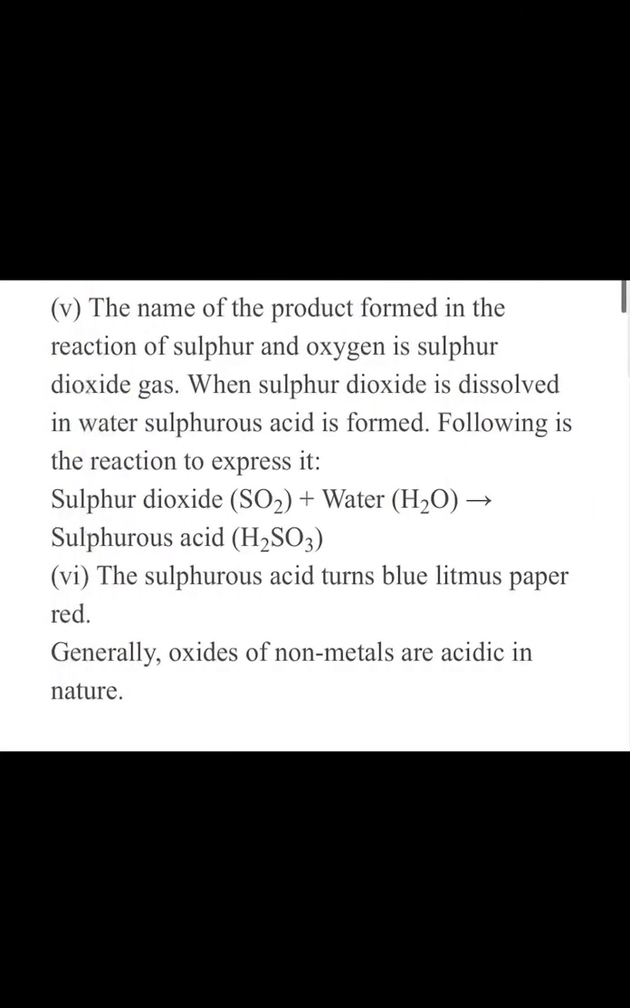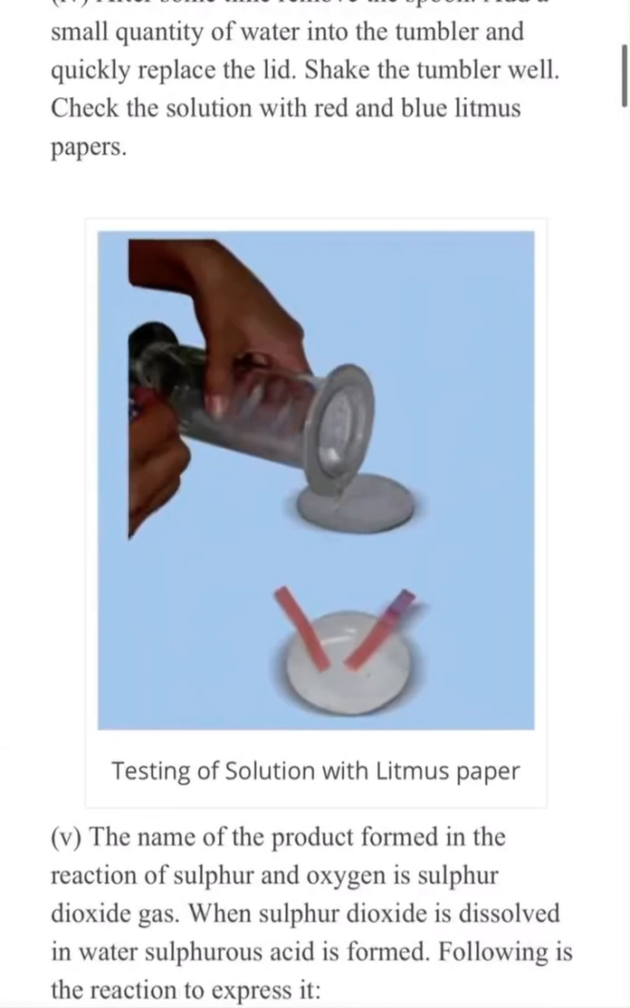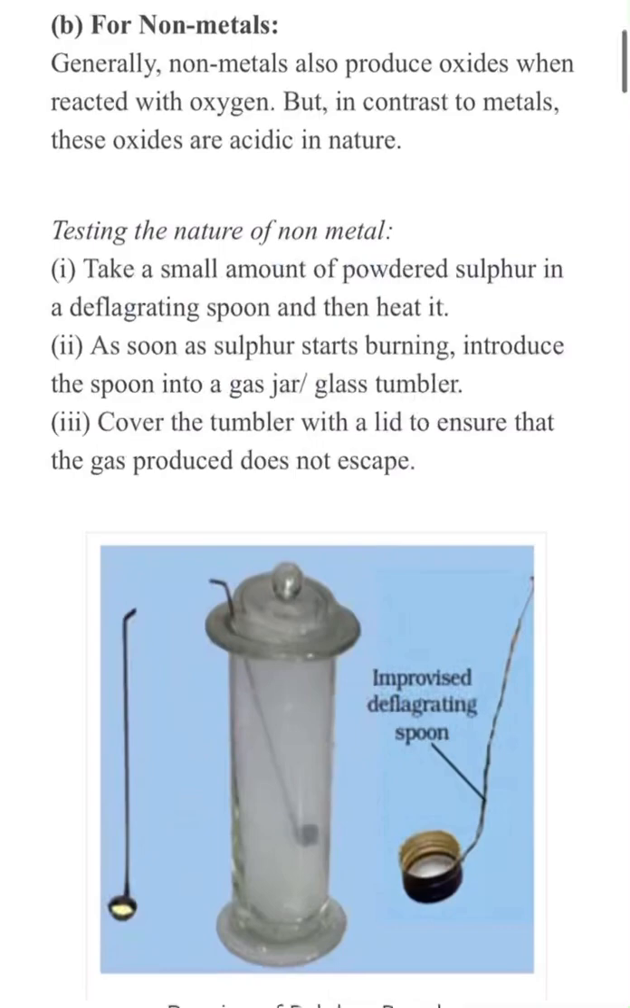So keep revising all the reactions very carefully and learn about these activities also, and how we can check the acidic and basic nature. Metallic oxides are the basic ones, whereas non-metallic oxides are the acidic ones.